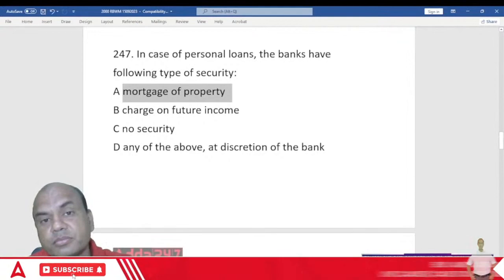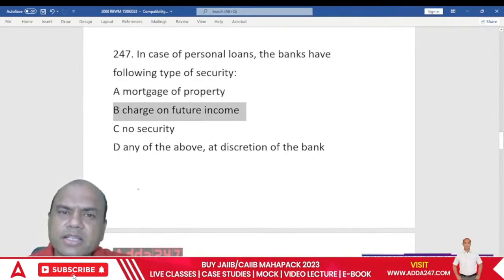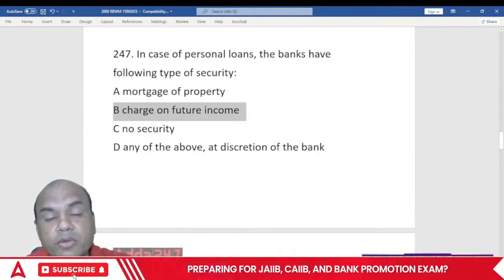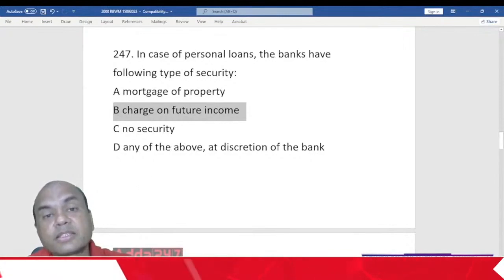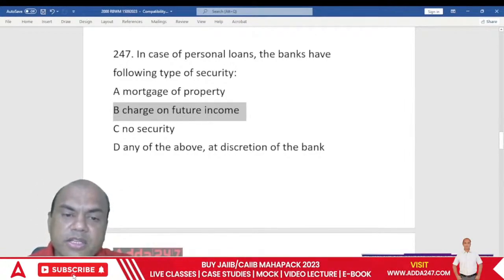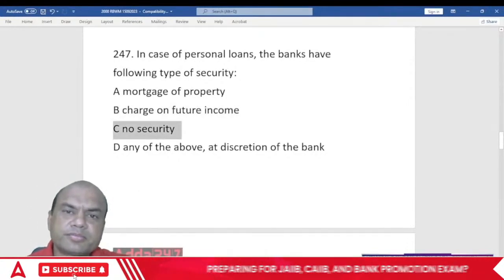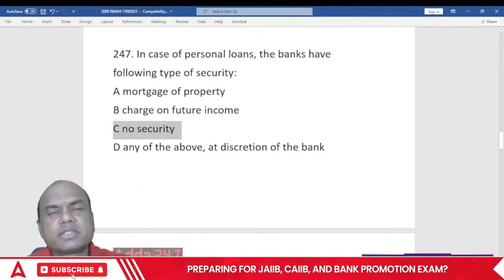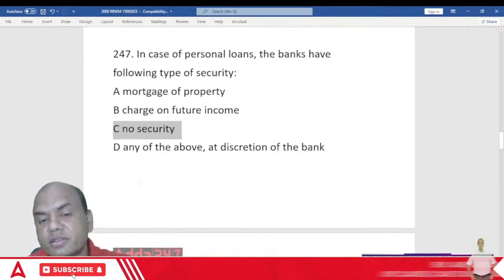Charge on future income, that is also not there. See, some banks do go for this. They have a system in some nationalized banks, that you will require this company to give you this in writing, that they'll deduct the EMI from their salary and pass it on to you. But these things are gone now. Nobody does anything. So charge on the future income, that is also not done. No security, that is the answer. In personal loans, there is no security. PL is given merely nowadays on the basis of the CIBIL score only. So that's why in case of personal loans, no security is taken.